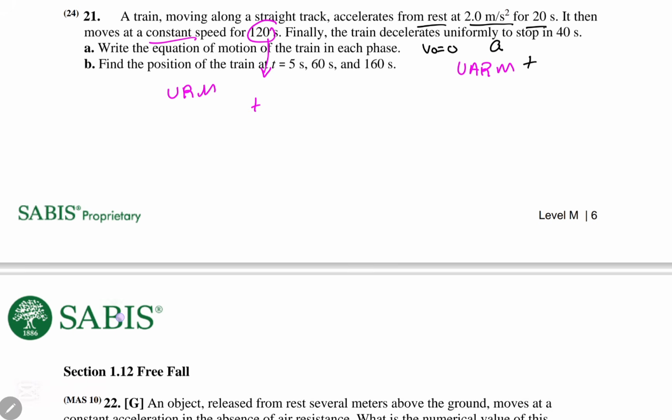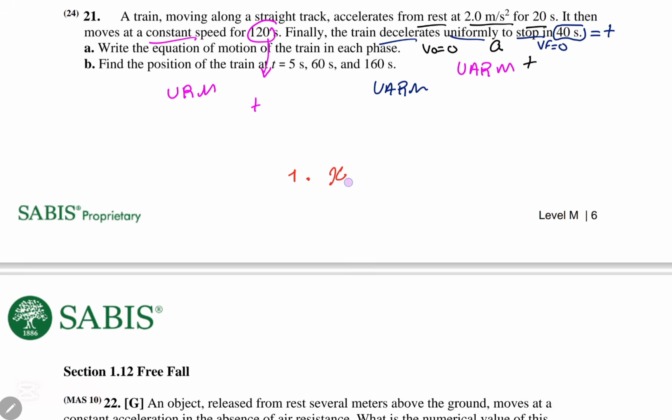Finally, the train decelerates. So now again, it's UARM uniformly to stop. So v final is equal to 0 in 40 seconds. This is our time. They want us to write the equation of motion of the train in each phase. So we have phase 1. It accelerates from rest. They want the equation of motion.